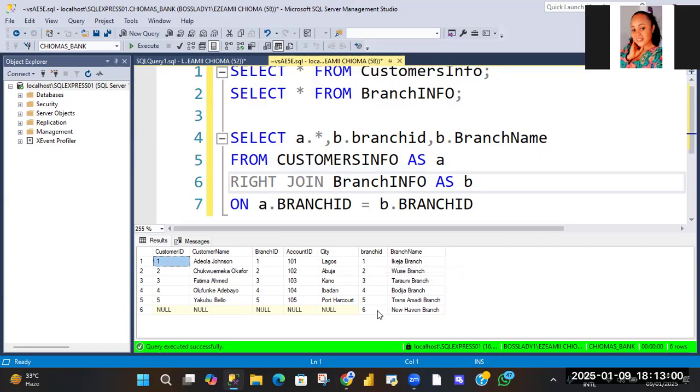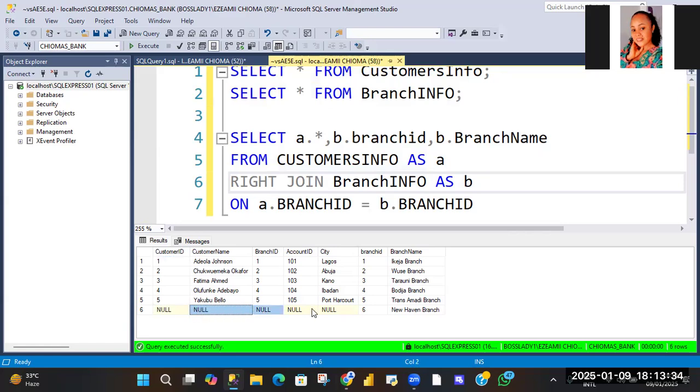So it gets us the matching row from customer info. So definitely all our customers, we have customer ID 1 to 5. So these are where they are matched. If you watch the customer ID 6, right? The customer ID 6 did not appear here because there's no matching row here. So that's why it's empty, but it will still return for us all the columns from our right table, which is the branch info, right? So look at this now. You see, it places null.